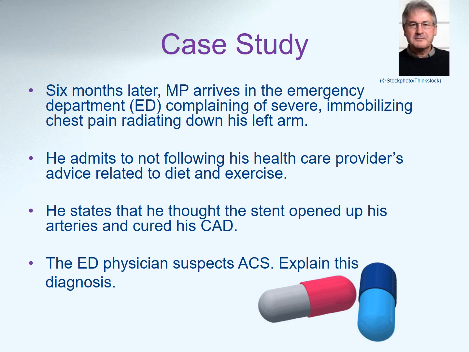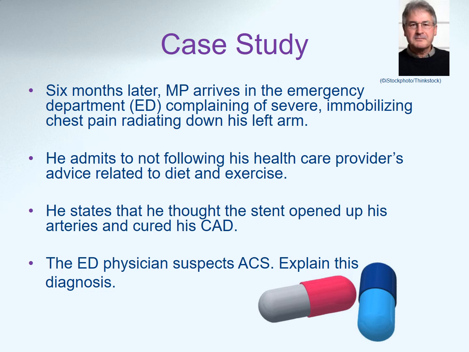6 months later, he comes back into the ED complaining of severe immobilizing chest pain radiating down his left arm. He admits to not following his healthcare provider's advice related to diet and exercise. He states that he thought that the stent opened up his arteries and cured his CAD. The ED physician suspects acute coronary syndrome. What is this diagnosis?